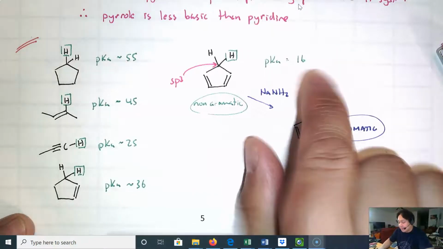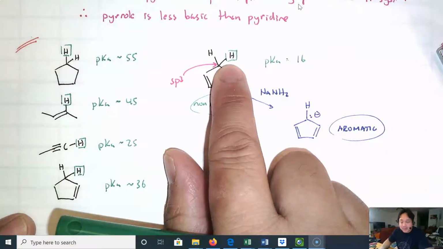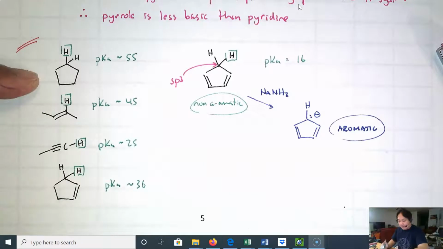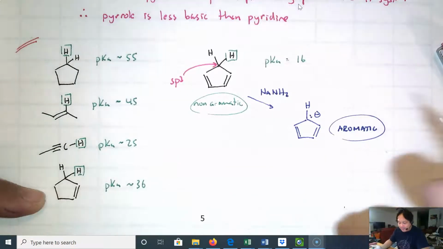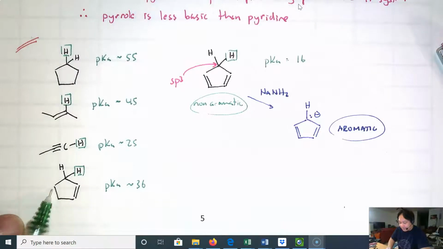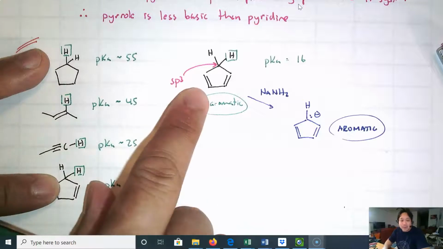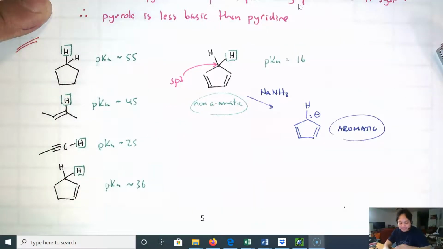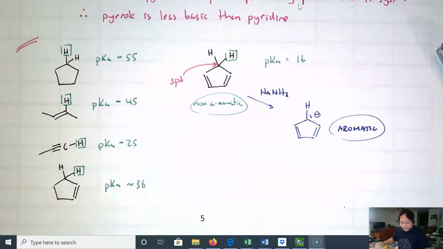That is the reason why this proton is so acidic, because out of all of these cases, you could lose any of these hydrogens, you're not going to make an aromatic molecule, right? Even this one, because you have sp3 carbons here. It's only this one where you can make an aromatic molecule by losing that hydrogen. Okay. All right.